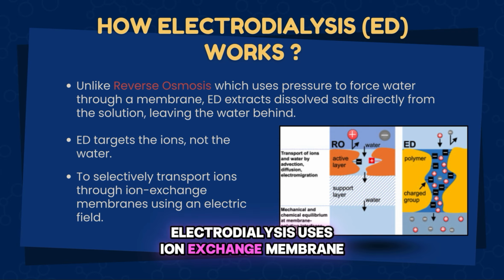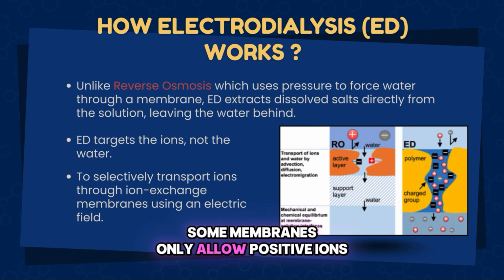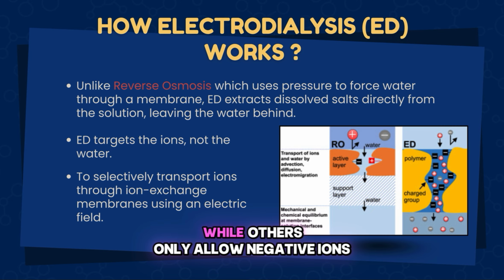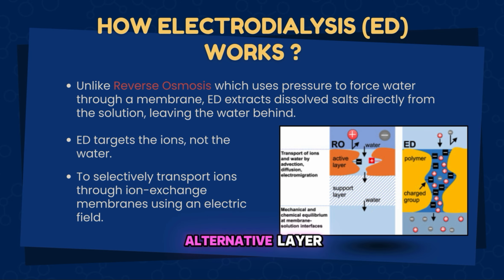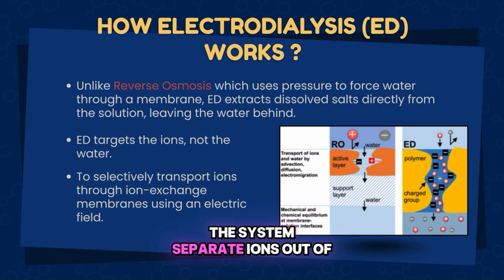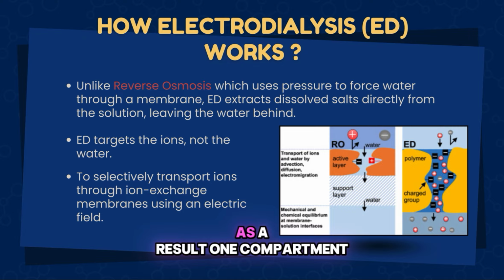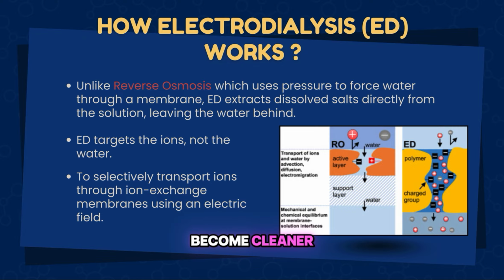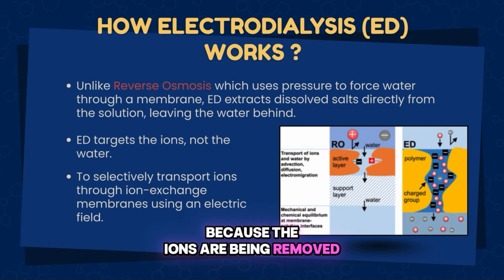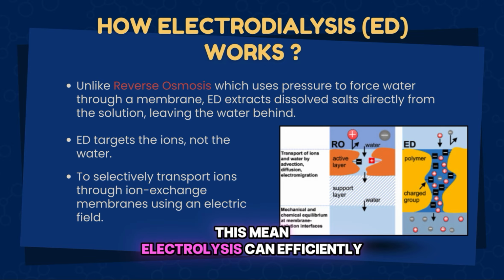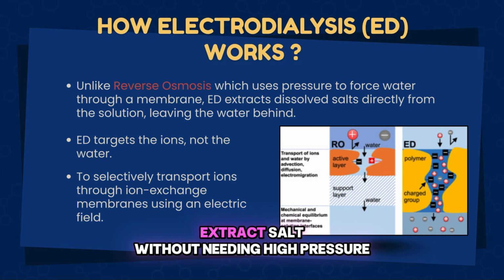electrodialysis uses ion exchange membranes. Some membranes only allow positive ions to pass, while others only allow negative ions. By arranging these membranes in alternating layers, the system separates ions out of the water and collects them in different compartments. As a result, one compartment becomes cleaner because the ions are being removed from it. This means electrodialysis can efficiently extract salt without needing high pressure.